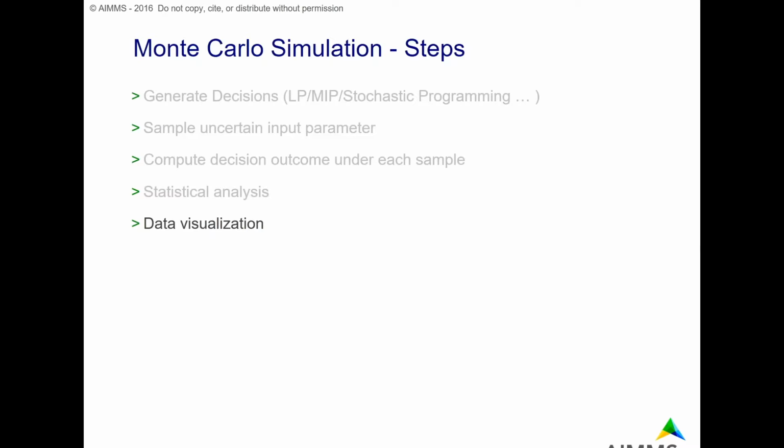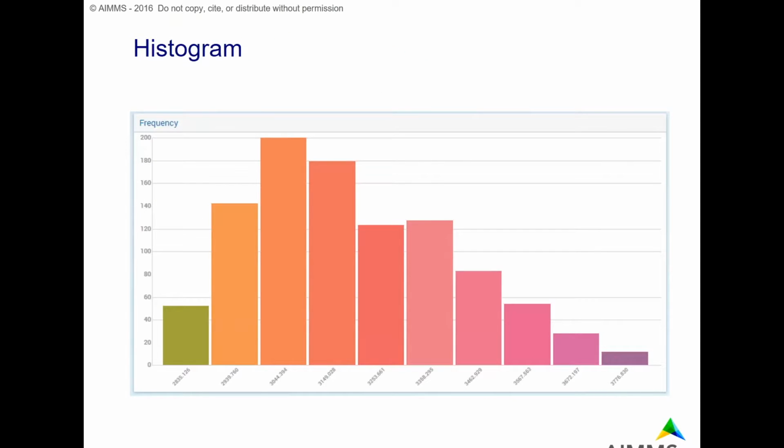And the last thing we're doing here, we want to do some data visualization. This is the graph we want to show to the users. So this is a histogram. A histogram is a graphical representation of the distribution of the observed values. So all the values are divided over equal-length intervals.